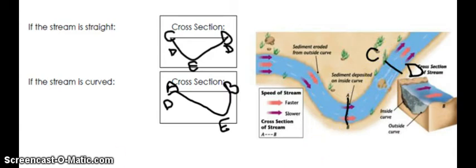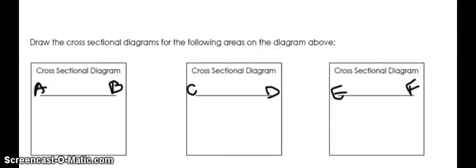So the last piece that you need to do is look at the second part to this section, and you are going to draw the cross-sectional diagrams for A, B, C, D, and E, F. Pause the video and then I will give you the answers to check your work.